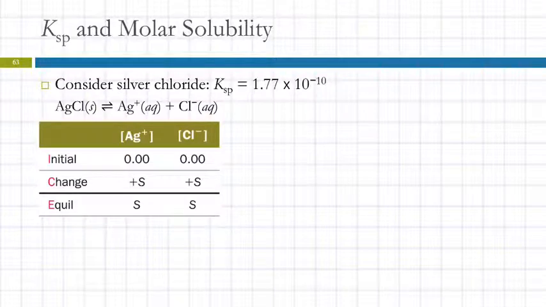Let's look at silver chloride. So here's silver chloride. Its solubility product constant is 1.77 times 10 to the minus 10, which is quite small. From our study of solubility rules, I would expect you to tell me that silver chloride is insoluble.